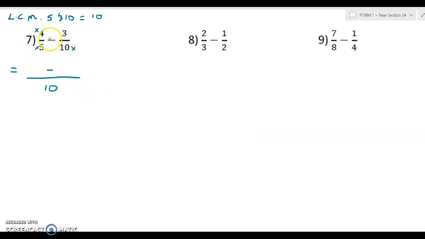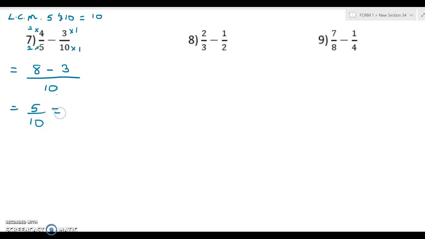So I said, we look at the first fraction, 4 over 5. So 5 times 2 will give me 10. So be careful, right? It's easy to make errors. So you're going to multiply the 4 by the 2 as well. So 4 by 2 is 8. Look at the second fraction, 3 over 10. So 10 times 1 will give me back 10. So you multiply the top by 1 as well. So 3 by 1 is 3. So our final answer will be 8 take away 3, which is 5 over 10.